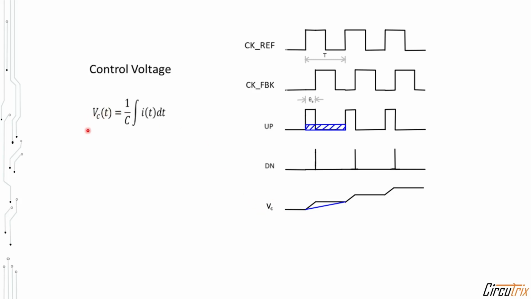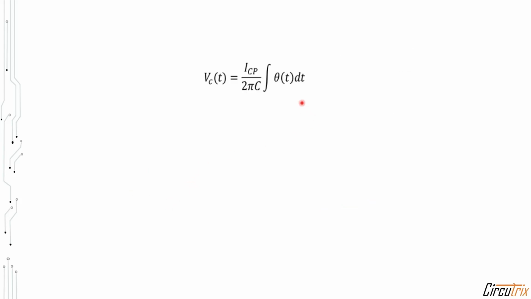So this is the expression for the control voltage, which is 1 over C integration of I(t) dt. So replacing this I(t) with average current, we get ICP by 2 pi C integral theta E(t) dt. So by taking the Laplace transform of this control voltage, we can get the transfer function. So the transfer function is ICP over 2 pi Cs.